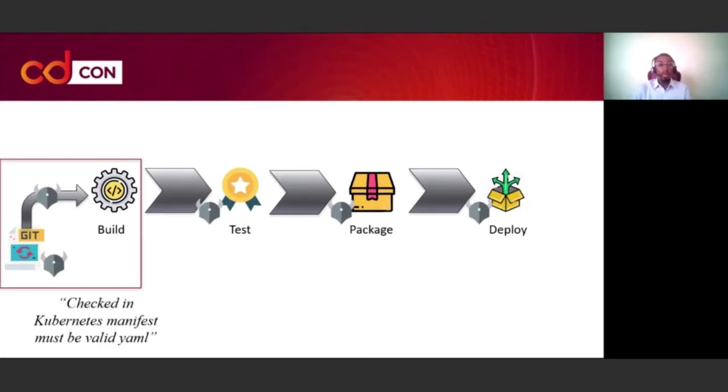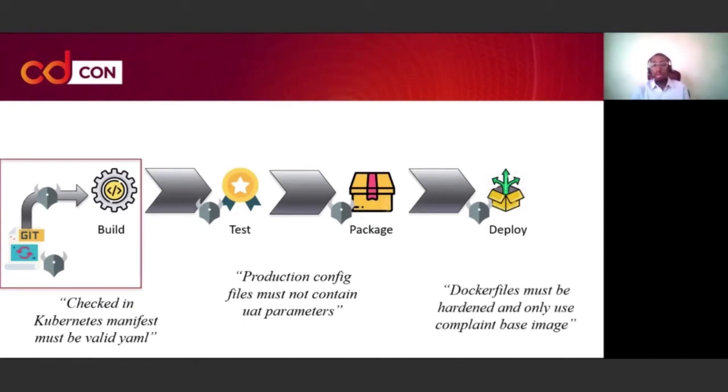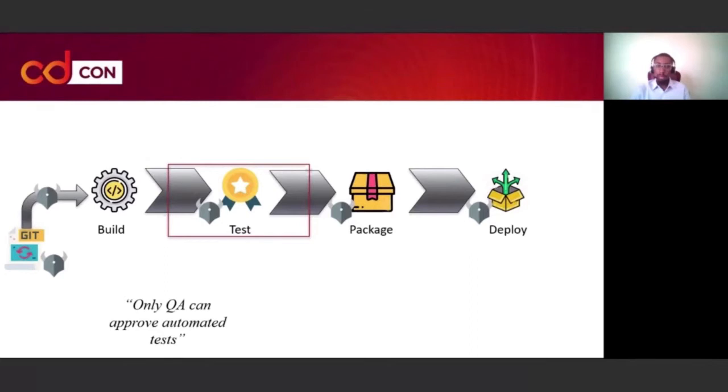In commits and builds, you could have a policy like all checked in Kubernetes manifest must be valid YAML. Production configurations must not contain UAT parameters. Dockerfiles must be hardened and only use compliant base images. In the tests phase of the pipeline, only QEs can approve automated tests. All scans that score below 80% must be manually approved.